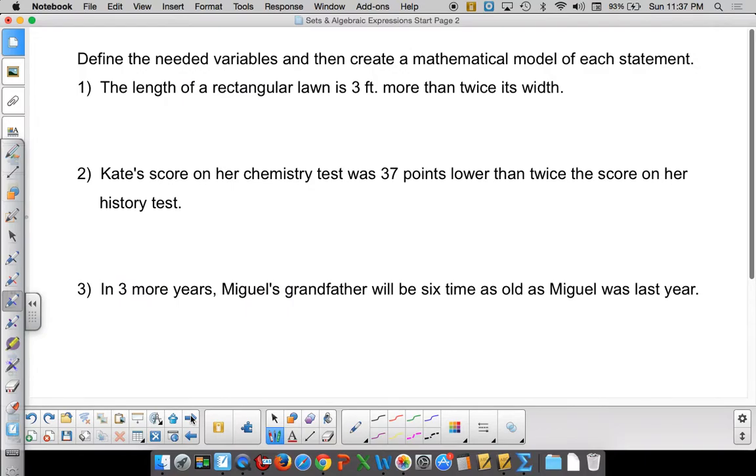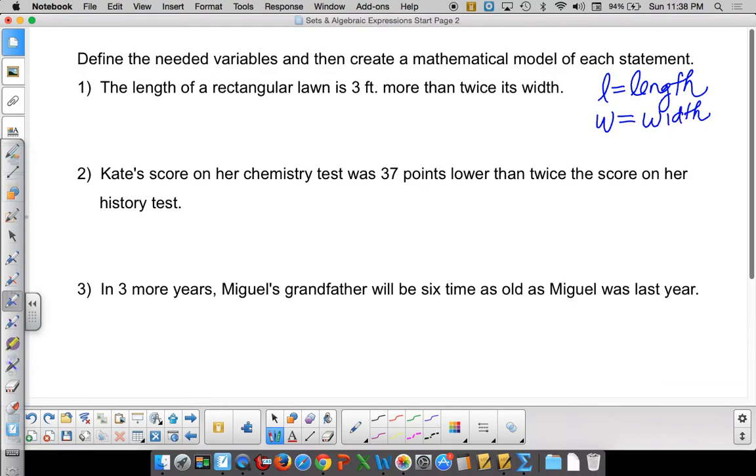Okay, so here are a few where we can actually practice that with sentences. The length of a rectangular line is 3 feet more than twice its width. Okay, now in this case, we have to have variables here. The length of a rectangular line, so kind of makes sense, doesn't it, to make L be the length, is 3 feet more than twice its width. So probably makes pretty good sense to make the width be W.